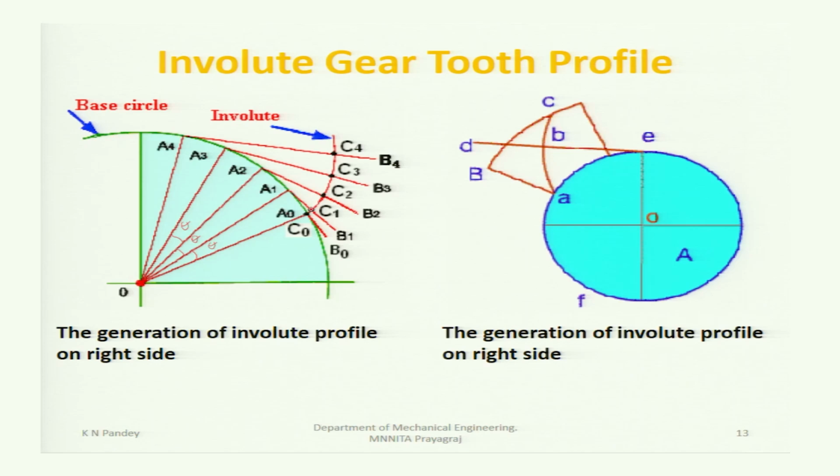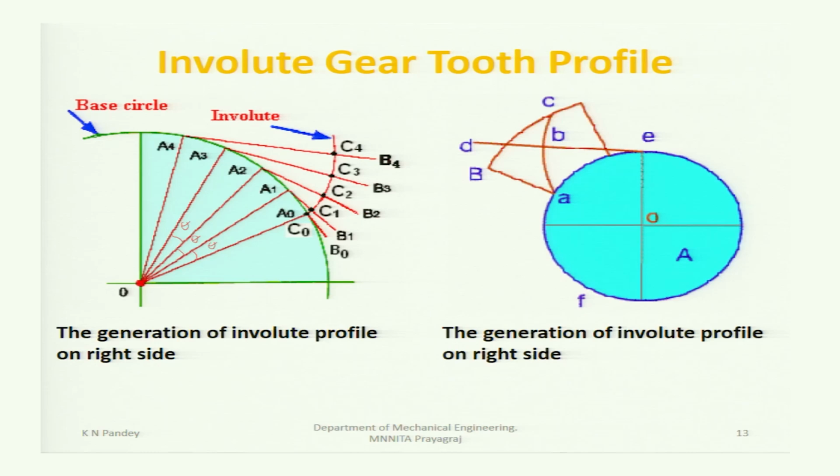Now we said that when a wire is unwound, then we get the involute tooth profile. Now when you unwind the wire, then the wire will be tangent to the base circle. So from A1 you have drawn a tangent, which is A1 B1. From A0 you have drawn a tangent A0 B0. From A2 you have drawn a tangent A2 B2. Similarly A3 B3, A4 B4 like that.